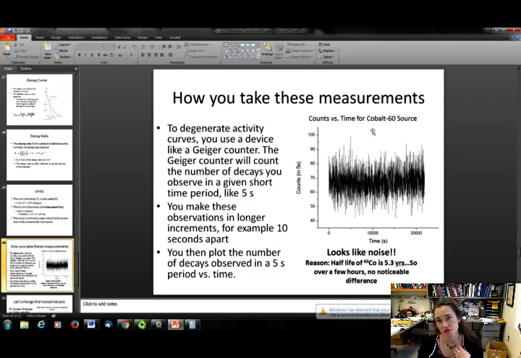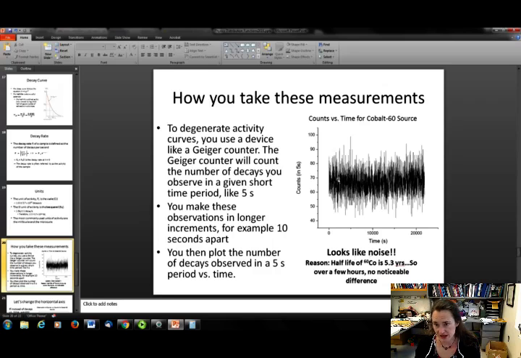I counted the radiation for a cobalt-60 source that we had, and I let it take counts for 5 seconds each, separating the data points by 10 seconds each, okay? And when you do that, I got a plot that looks like this, okay? I plotted the number of decays observed versus time.